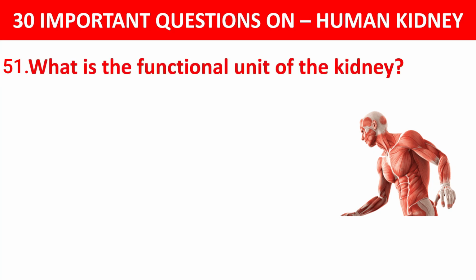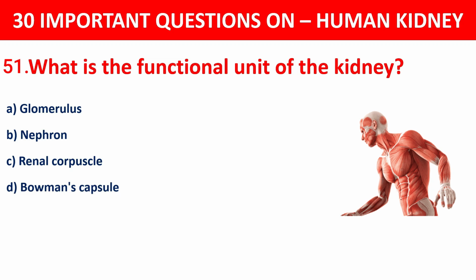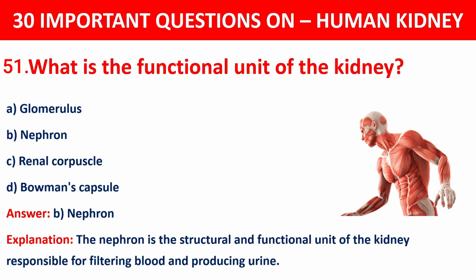What is the functional unit of the kidney? Your options are glomerulus, nephron, renal corpuscle, or Bowman's capsule. The correct answer is B, that is nephron. The nephron is the structural and functional unit of the kidney that is responsible for filtering blood and producing urine.